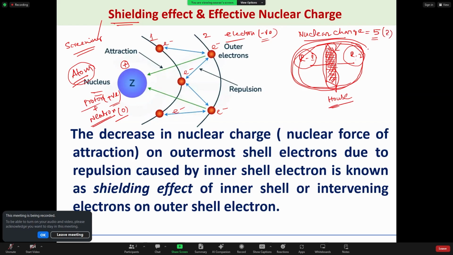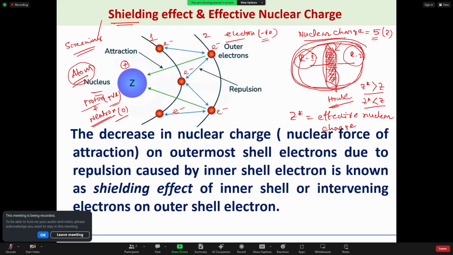Then it is called Z effective, Z star. That is called the effective nuclear charge. Now this effective nuclear charge, somewhere it will be greater than Z, but somewhere it is less than Z. So when this effective nuclear charge will increase and when it will decrease, that we have to know, under which condition. So for that, just think about that.